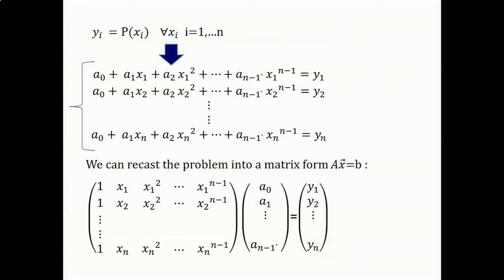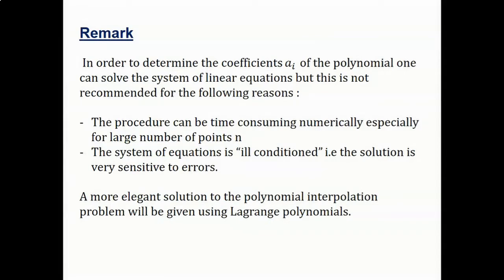So we can determine the parameters ai by solving this system of equations. But this is not recommended, for the following reason. This procedure can be numerically time consuming, especially for a large number of points n. In addition, the system of equations is ill-conditioned, which means the solution is very sensitive to errors. So constructing the polynomial this way by solving the linear system will not be considered. There are other, much more efficient methods, using the Lagrange polynomial that we will introduce now.